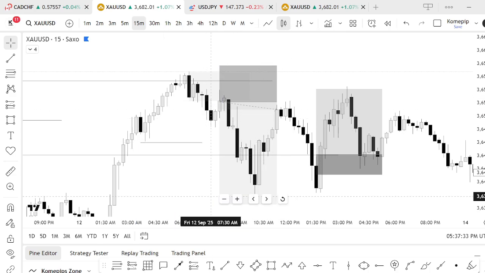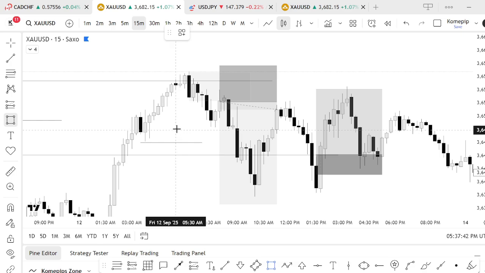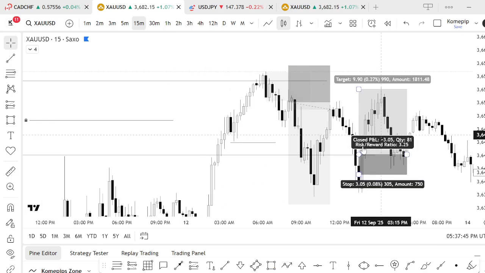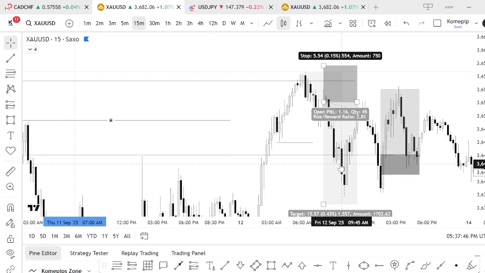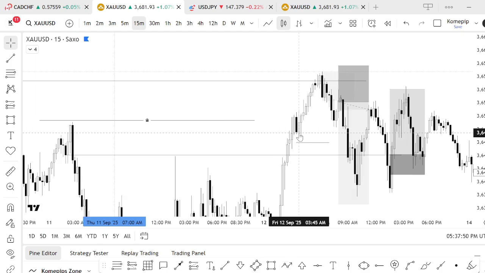selling opportunity. Of course, I did not take this sell because I wasn't willing to take it, because I was already on this trade during the London session. So how about this buy? This is where you can start trading ping pong, right? For those of you who understand what ping pong is.